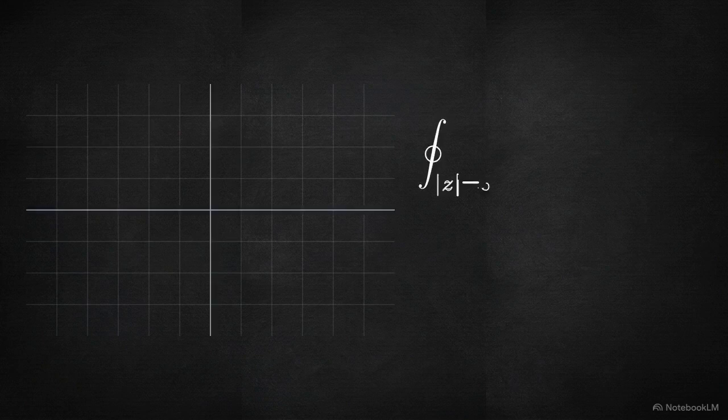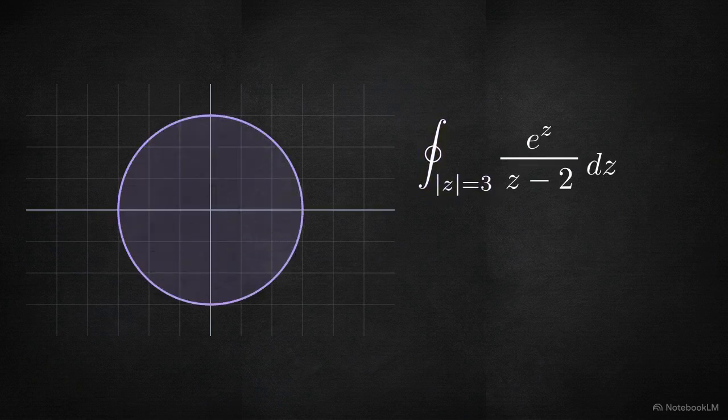To see the formula in practice, consider this integral, e to the z over z minus 2, along a circle of radius 3. First, we identify the path. A circle of radius 3 is a simple closed loop. Next, we locate the singularity where the denominator becomes 0. At z equals 2, the point sits inside our boundary.